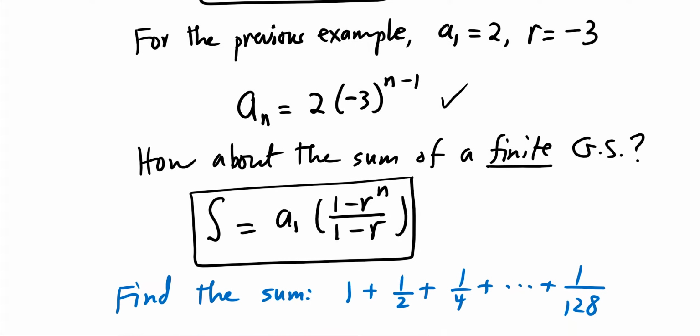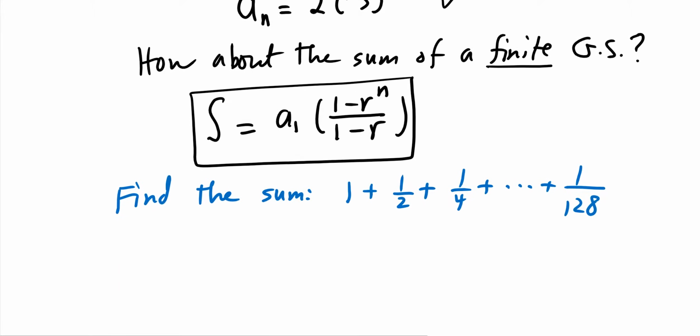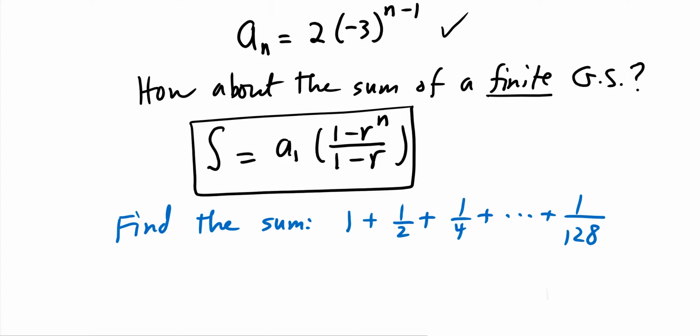So for example, let's say we are asked to find the sum of this. We need three things: n, r, and a_1. a_1 is 1. What is r here? What are they multiplying by every time? It's 1/2, right? They are multiplying by 1/2. So we do know a_1 and r, but we don't know n. How do we find n? Well, we're going to learn how to find n from here.